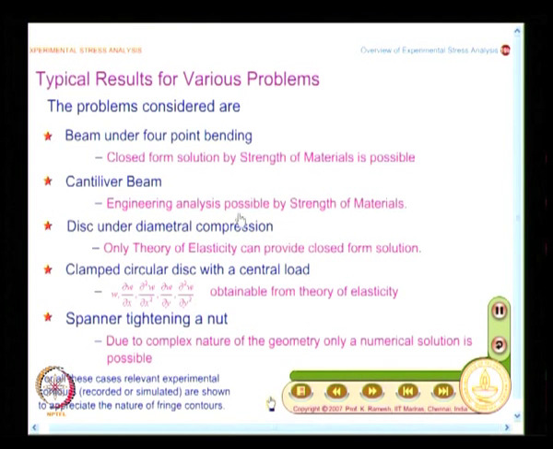Let us continue our discussion on overview of experimental stress analysis. What we focused on in the previous class was, for typical problems for which you know the solution, the kind of patterns you could get from some of the experimental techniques. The problems considered were beam under 4-point bending, cantilever beam, disc under diametral compression, and also clamped circular disc with a central load.